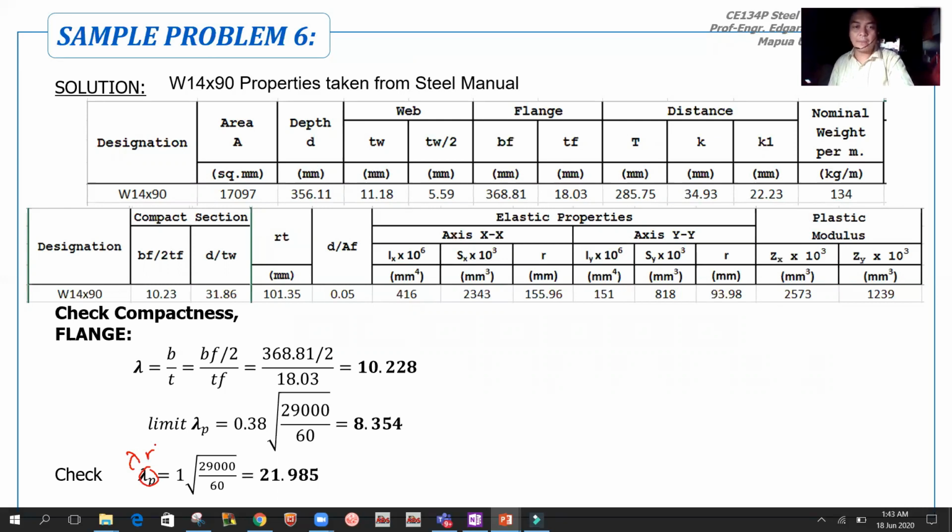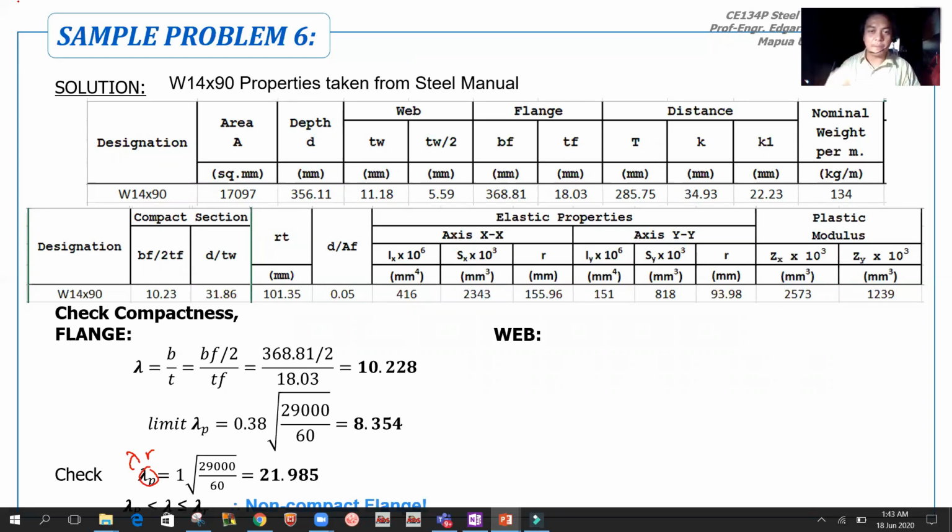21. So less than naman. So nasa pagitan siya ng lambda p tsaka lambda r. Kapag ang lambda mo nasa pagitan ng lambda p tsaka lambda r, anong klaseng classification yon? Diba? Non-compact. Okay, so non-compact yung flange.